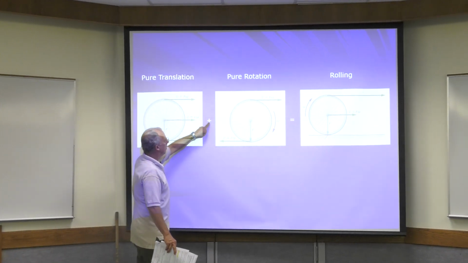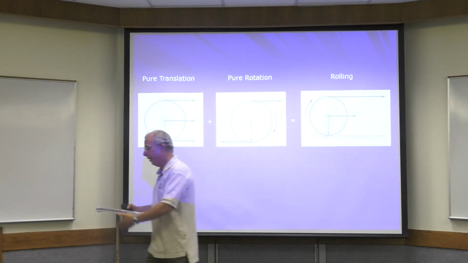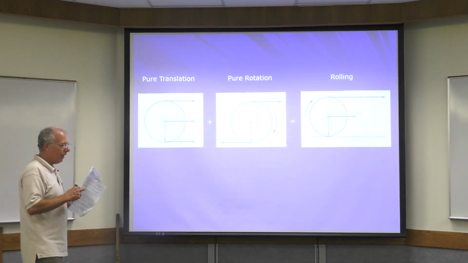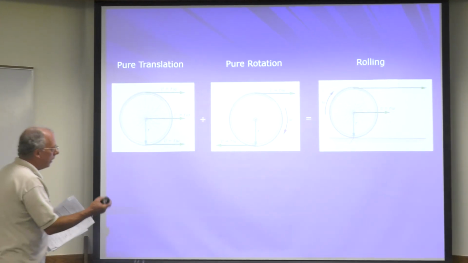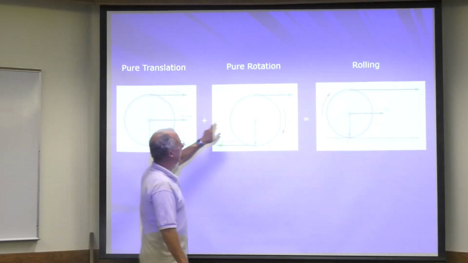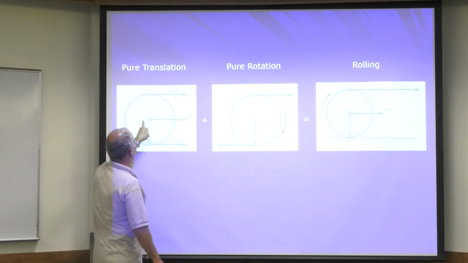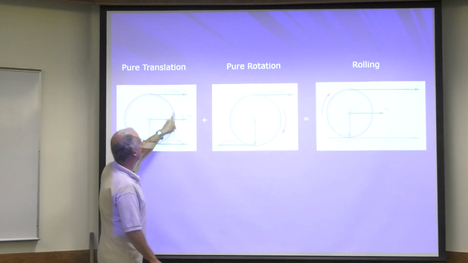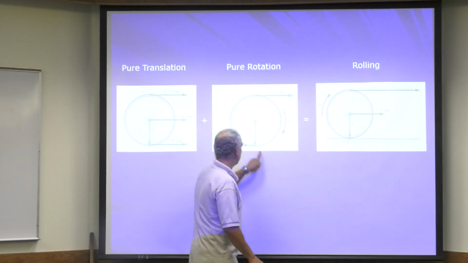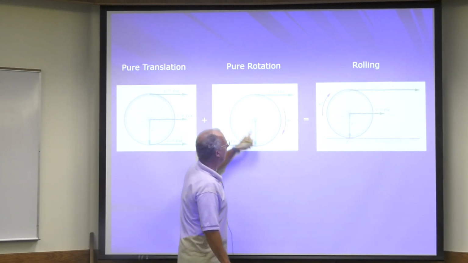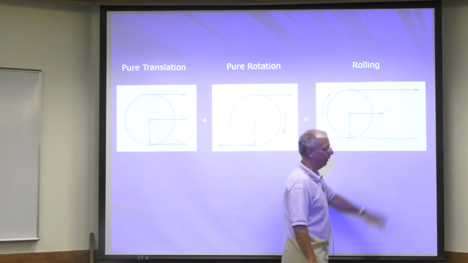So pure translation plus pure rotation equals rolling. I mean, that's what it is. If you think of it that way, it's going to help you understand this really, really well. Pure translation plus pure rotation equals rolling. You can see here that every point is moving to the right, v equals r omega. Here, this point moves this way, this point moves that way, and so on. Omega is like this. Then you put them all together and you get this rolling thing.